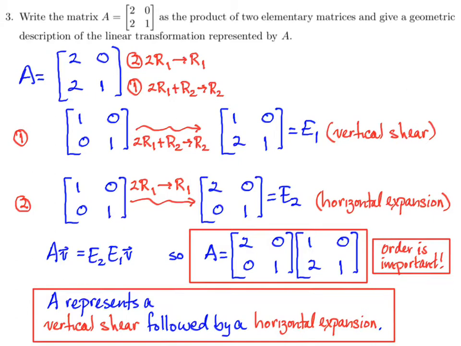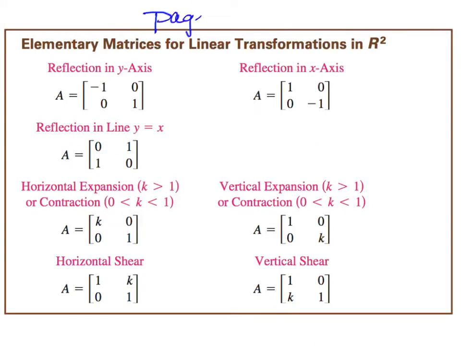So make sure you know which elementary row operation has to come before which when you write down these matrices. Okay, so I want to draw your attention to this table on page 336 in section 6.5. This has the basic building blocks for all of these linear transformations. These are the elementary matrices for linear transformations in R2. Remember, we had reflections in the two axes or the line y equals x. Those were represented by elementary matrices.